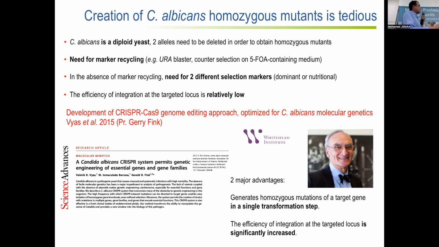So, for instance, ARG, HIS, or hygromycin and nourseothricin resistance markers. And the efficiency of integration at the targeted locus is relatively low. The success rate is low, basically. So you need to screen many mutants to make sure that the cassette was integrated at the right location.